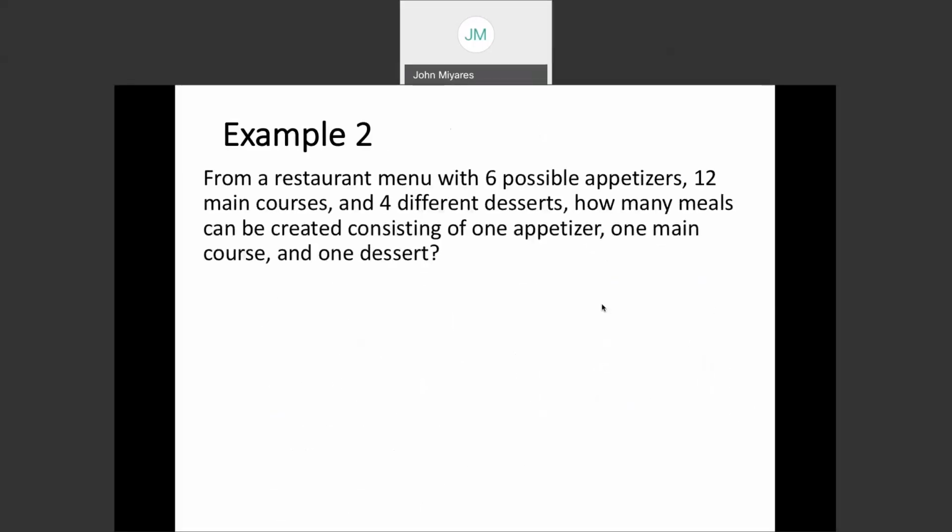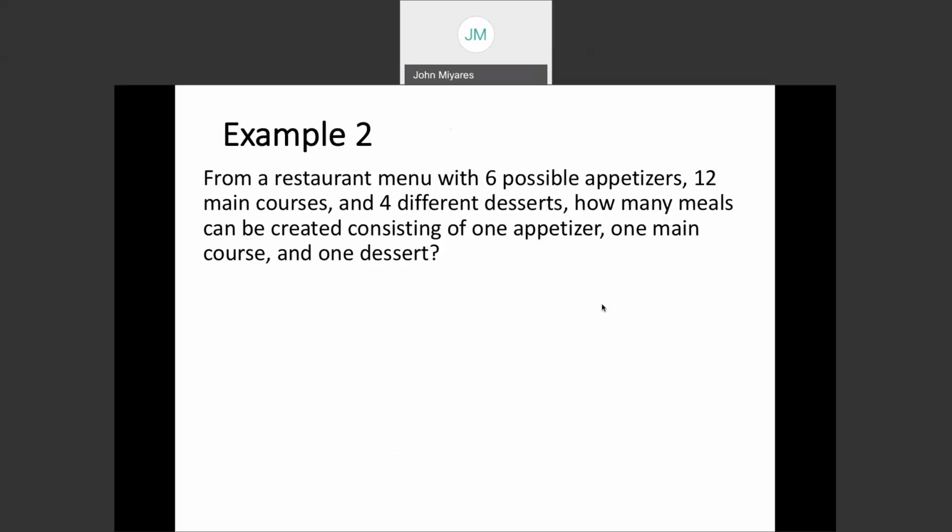Here is a similar example. From a restaurant menu with 6 possible appetizers, 12 main courses, and 4 different desserts, how many meals can be created consisting of 1 appetizer, 1 main course, and 1 dessert? The process is going to be very similar, but I'm not going to construct a tree diagram this time, nor in your homeworks would I ask you to do so either.